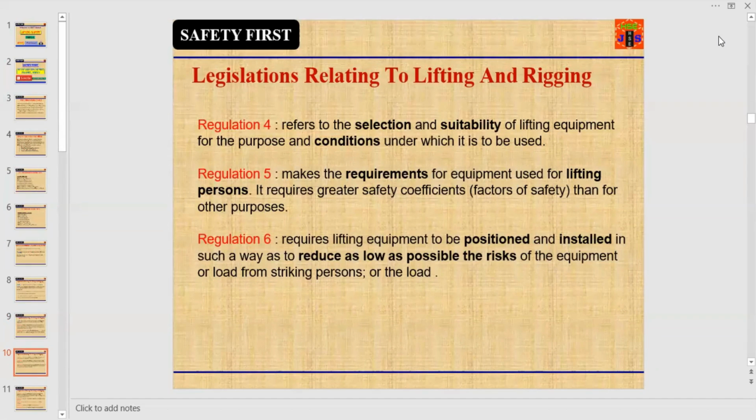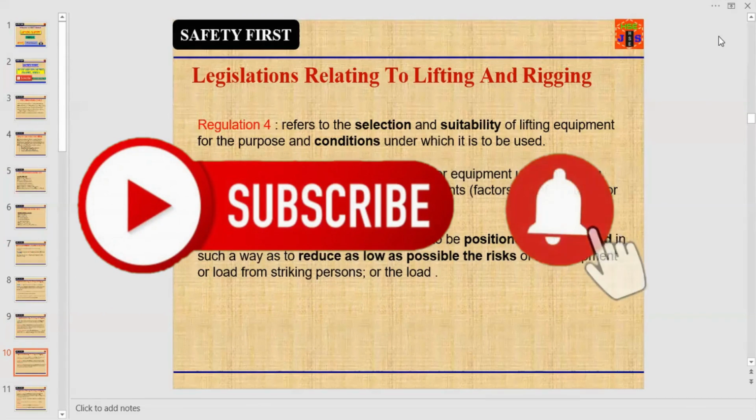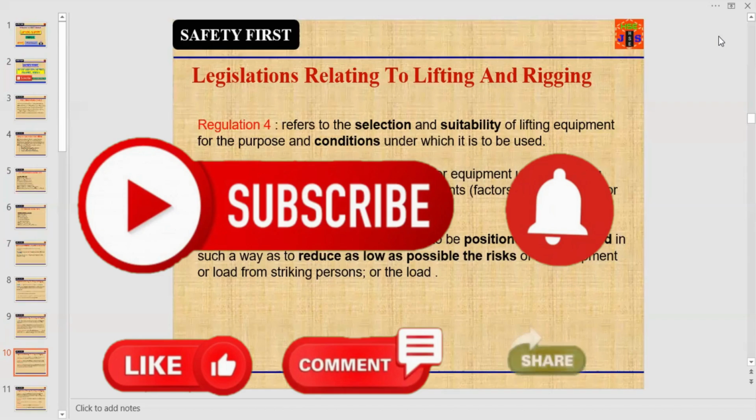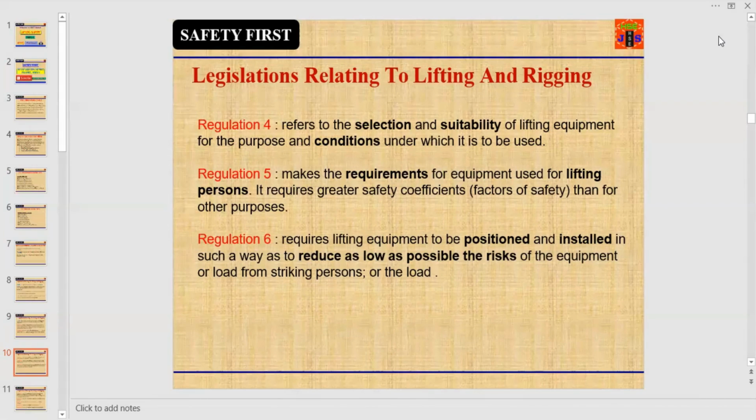Regulation 4 refers to the selection and suitability of lifting equipment for the purpose and conditions under which it is to be used. Regulation 5 makes requirements for equipment used for lifting persons. It requires greater safety coefficients, factors of safety, than for other purposes. Regulation number 6 requires lifting equipment to be positioned and installed in such a way as to reduce as low as possible the risks of the equipment or load striking persons.